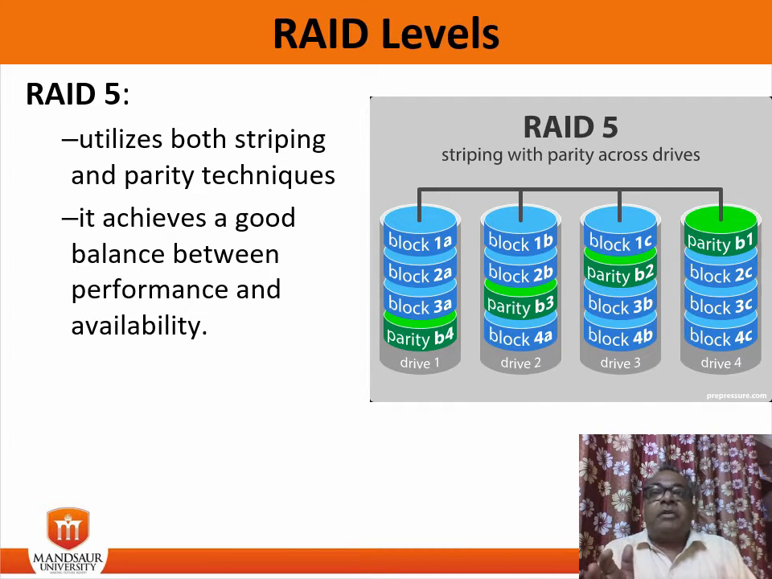RAID 5 requires at least 3 physical disks. RAID 5 is the most common secure RAID level. It requires at least 3 drives but can work with up to 16. Data blocks are striped across the drives, and on one drive a parity checksum of all the block data is written. So the parity data is not written to a fixed drive. It is spread across all the drives, as the figure is showing here.